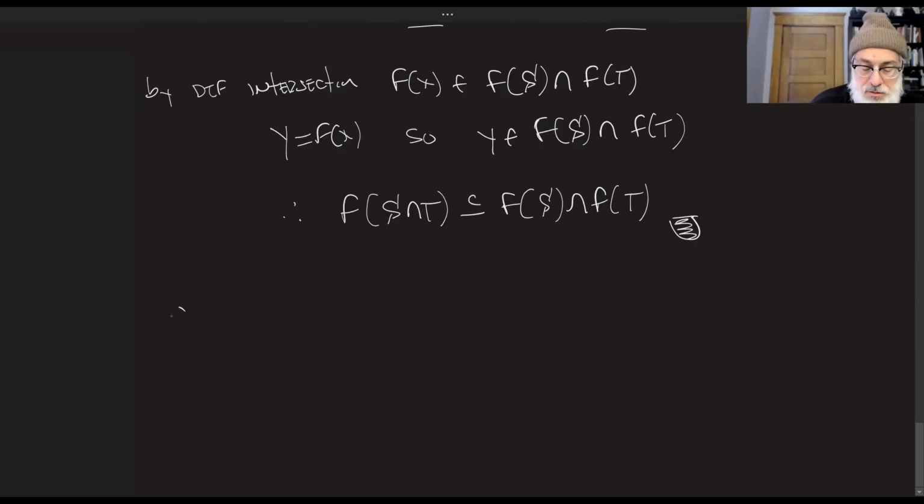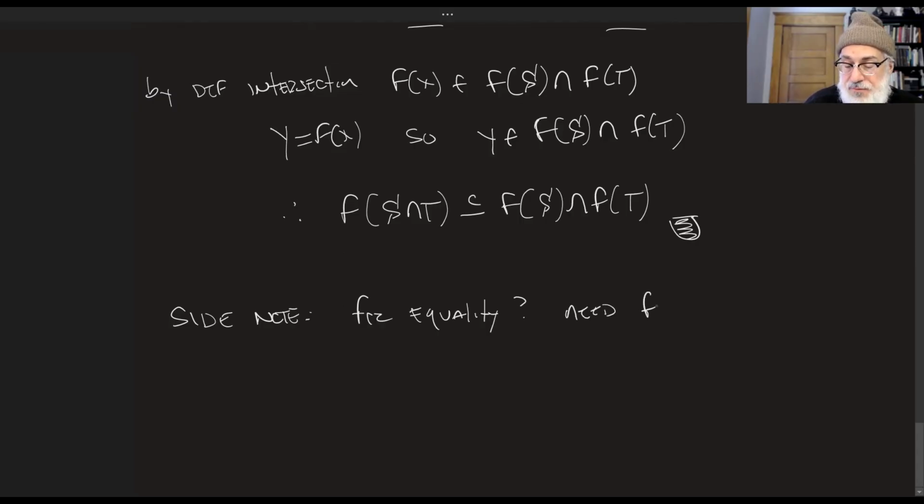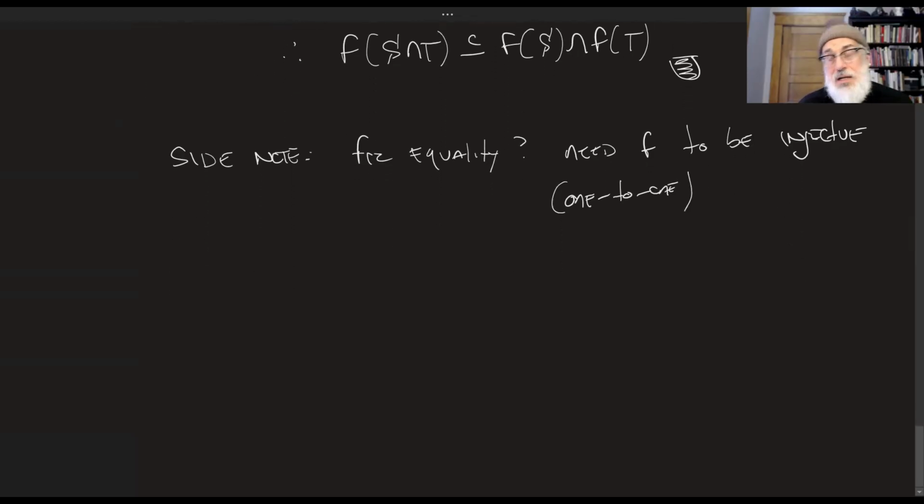So as a side note, what would we need for equality of the second proof? We would need f to be injective. If f is injective, then equality would hold. And injective means one-to-one. So if we had a one-to-one function, the equality of part B would be true. But since it's not assumed to be, that means that we can only show that f of S intersect T is a subset of f of S intersect f of T.